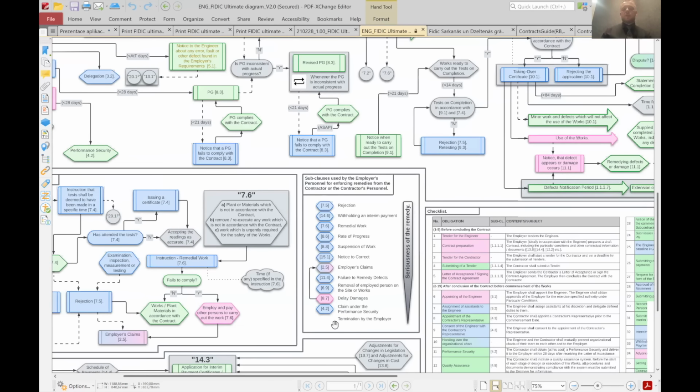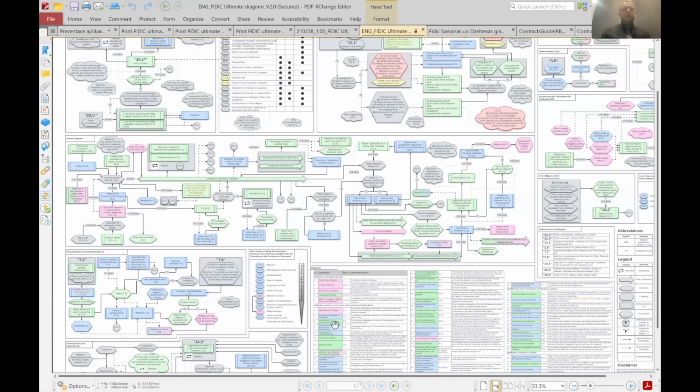You should always try to finish all of the works, and for example, use the Fidic ultimate diagram to finish the works, to communicate better, to understand each other better. I think actually I will finish on this note. I think that I managed to go through all of the diagram. We have 10 minutes, so I can even stop sharing and we can take some questions.